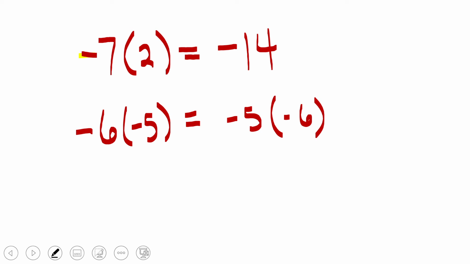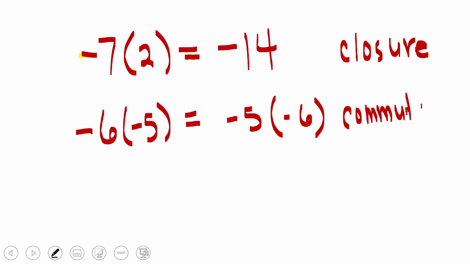So this is the closure property of multiplication. This is the commutative property of multiplication.